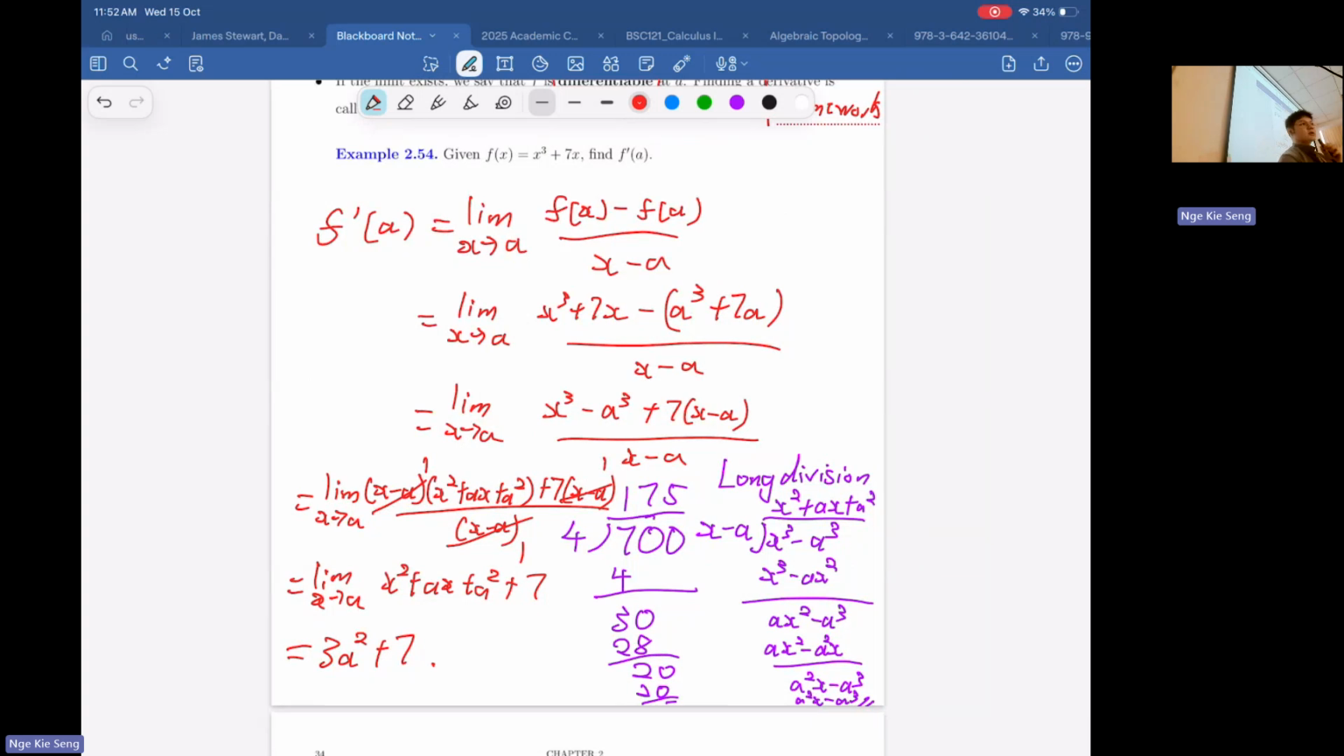Any questions about the rest? Good. So this long division is one of the very important tools you need to learn. This is the long division between polynomials. If you can finish this division, then that means you can factorize it. If not, you cannot. This is similar to number division: if you can finish dividing with nothing left, then that means 700 is equal to 4 times 175. Otherwise, you have a remainder.